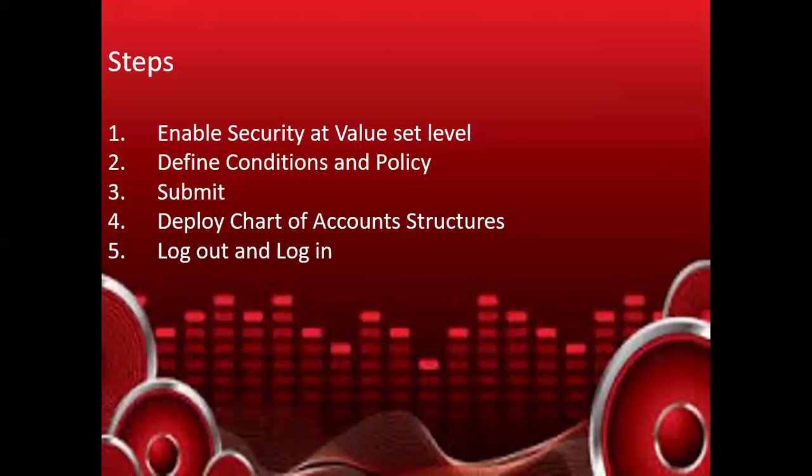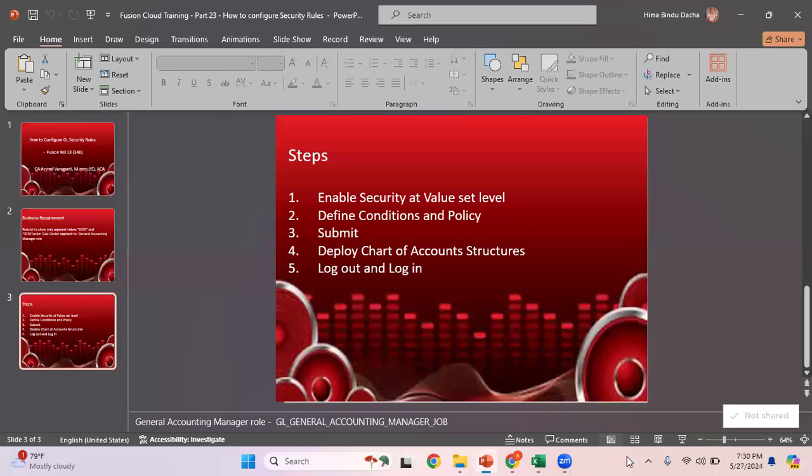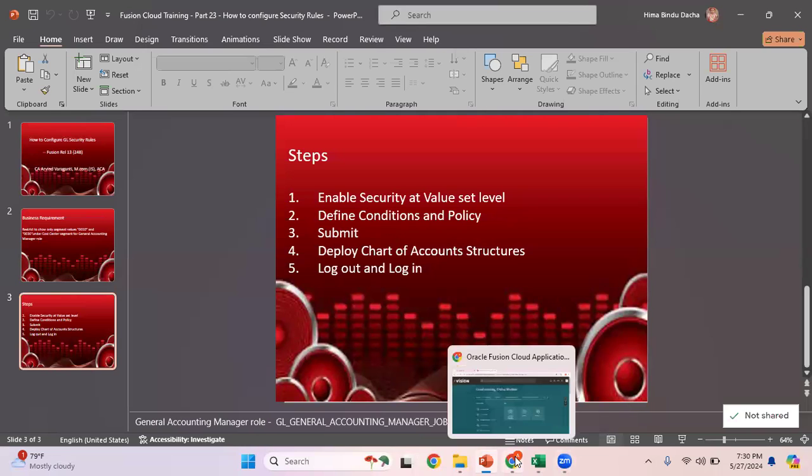There are a couple of steps involved in configuring GL security. The first step is to enable security at the value set level. To get to the value set level, we need to understand the chart of accounts structure. So query the chart of accounts structure, and from the structure we can go to the value set and enable this. My ledger is Reliance US ledger.